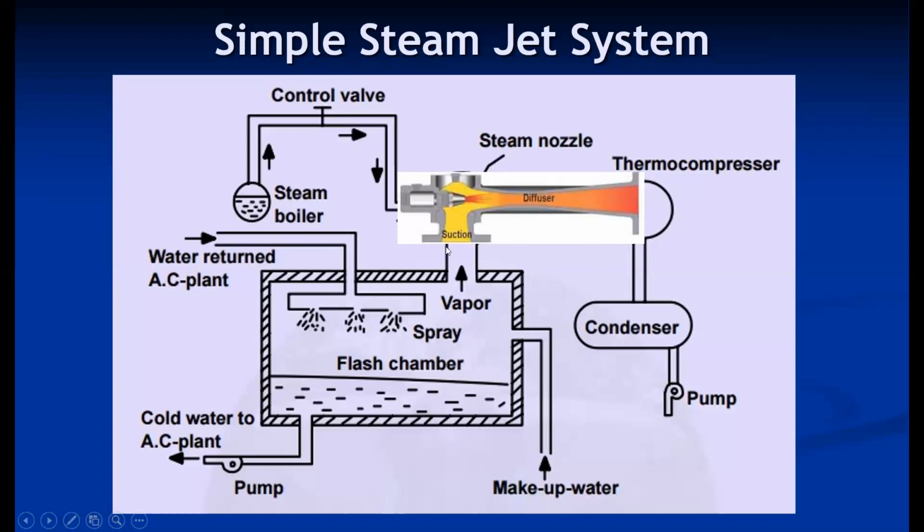So this is simple. That's why this ejector is also called a thermocompressor, because it also compresses the steam in the diffuser section. This is how the simple steam jet refrigeration system works. This is also an old technology, 70 or 80 years old. Earlier, before the invention of the vapor compression cycle, the steam jet refrigeration system was extensively used. But after the invention of electric motors and the vapor compression cycle, its use diminished because of its low COP.